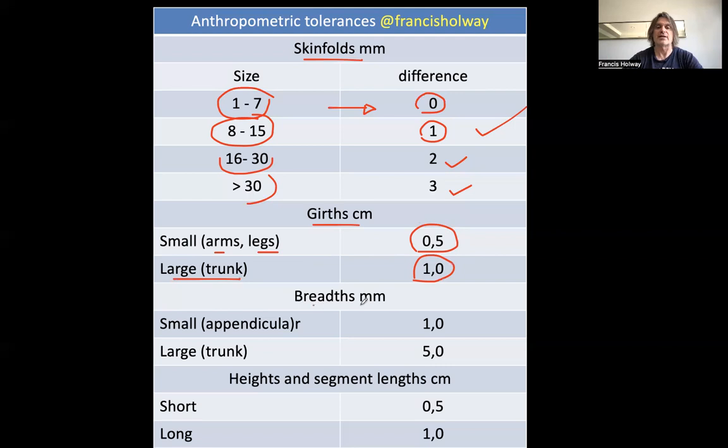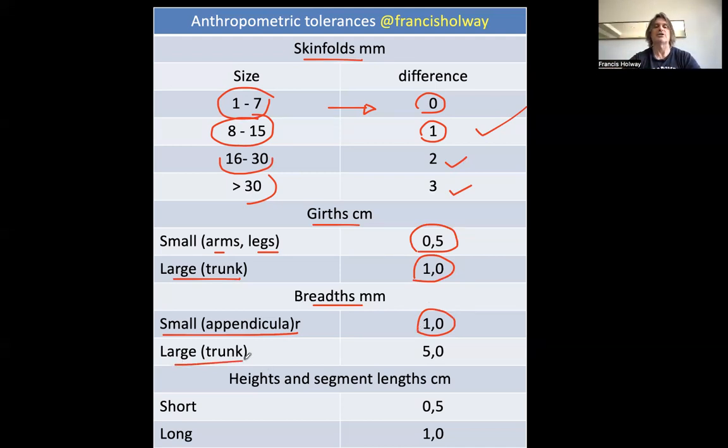When you're measuring breadths, if you're measuring the small appendicular breadths, like in level 1, you want a very, very small difference. Only 1 millimeter. So let's say you're measuring an elbow breadth and you get 7.6 and 7.5, that's okay. If you have 7.6 and 7.4, that's a 2 millimeter difference, so take an additional measurement until you get a 1 millimeter difference. And then you can cross out the outlier or use 3 measures.